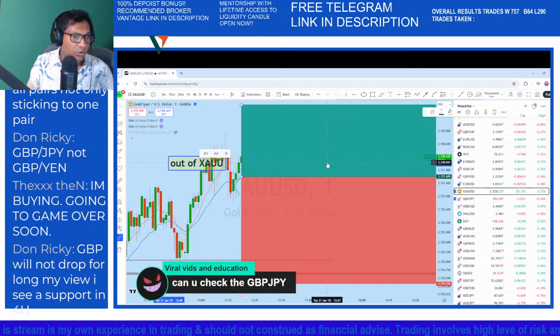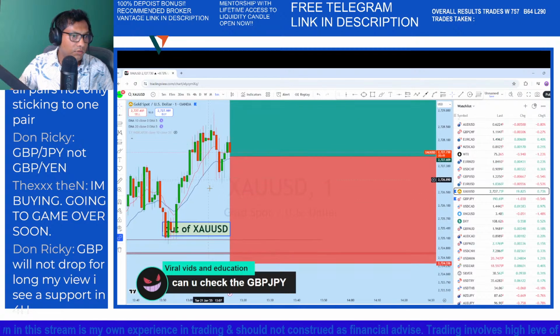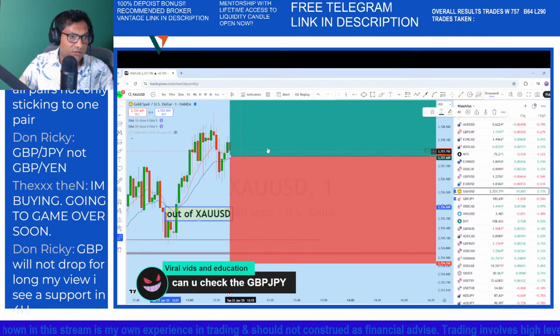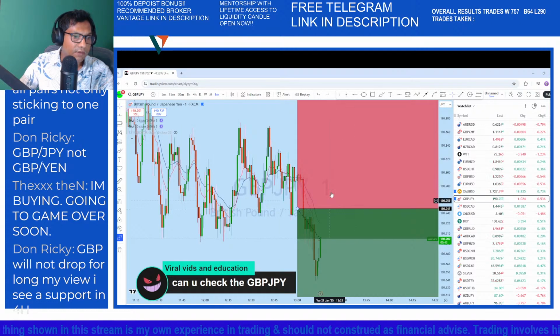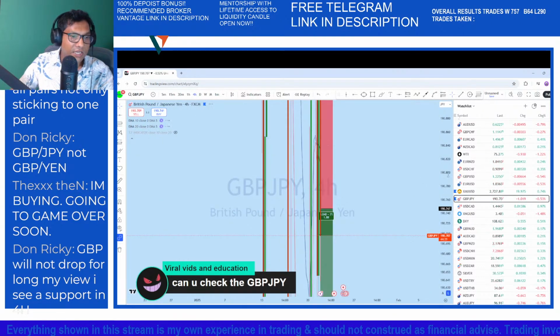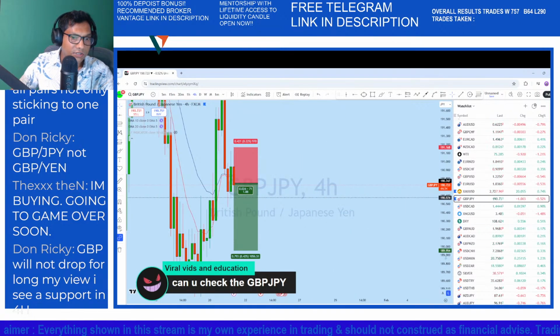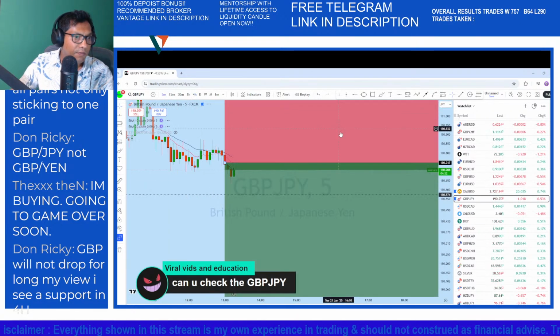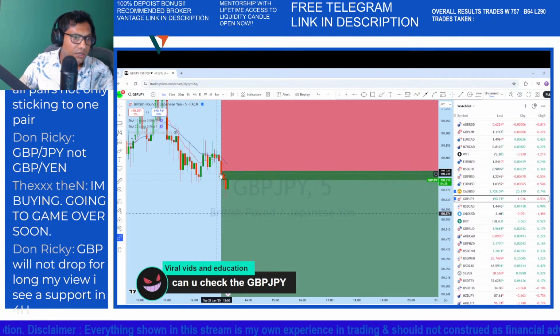So XAUUSD, I'm out with the running profit, as this market might sideway or could drop. GBPJPY, we can see some drop here, so I will be focusing on GJ at the moment. I'm out of XAUUSD with the running profit. I have closed it. Now looking at GBPJPY to catch some pip here, as it dropped in the direction to our profit level.